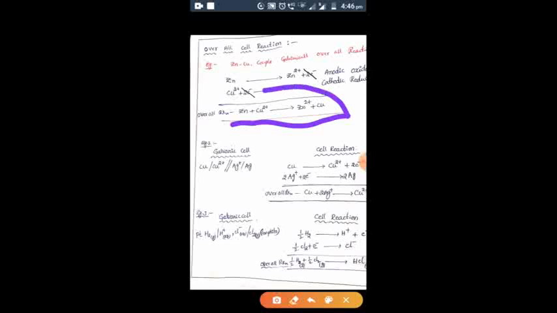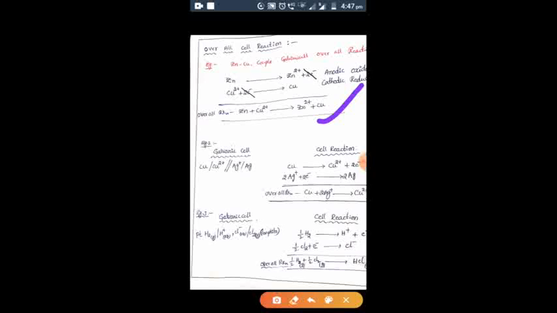If you add these two reactions, you will get the overall cell reaction. This is the overall cell reaction of the zinc copper couple. Zn plus Cu2+ gives rise to Zn2+ plus Cu. Like this, if you write the overall cell reaction, you can write the overall cell reaction.